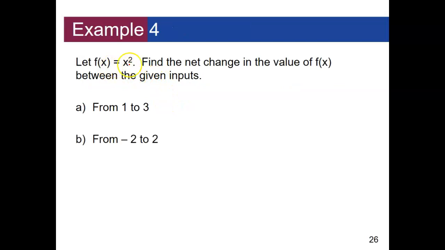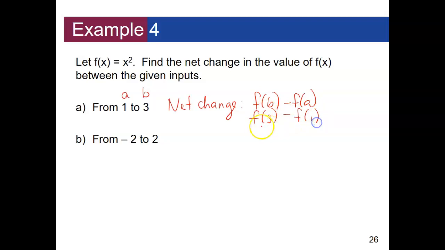So if I look at this example, if my function is f of x equals x squared, we want to look at it from 1 to 3. So this will be my A, this will be my B. So my net change is going to be f of B minus f of A. So f of 3 minus f of 1. So I need to identify what f of 3 is. If I put 3 in here, I'm going to have 3 squared. f of 1 is going to be 1 squared. So this will be 9 minus 1, or 8, for my net change.